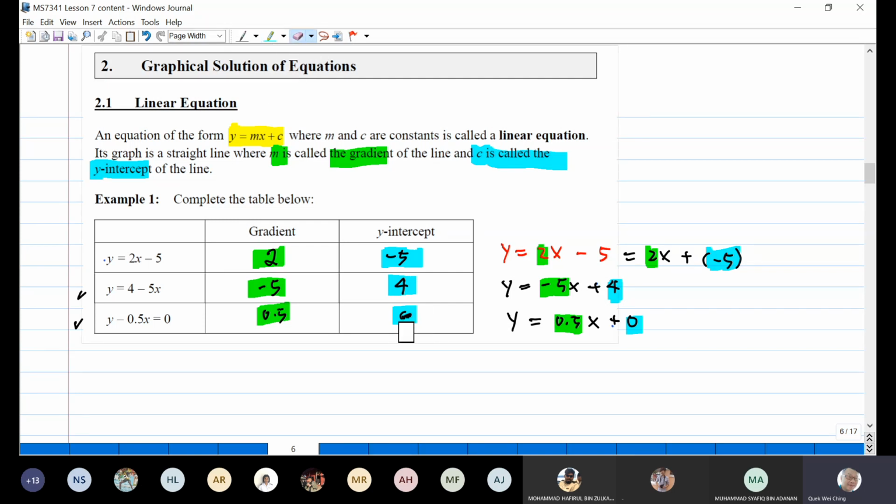Okay, let me erase this. So this is about the straight line. This is the equation of a straight line.